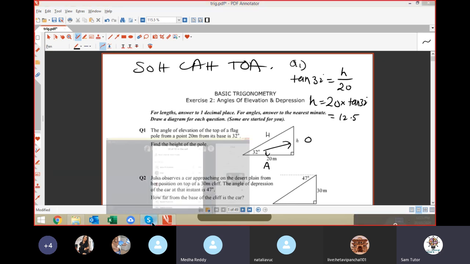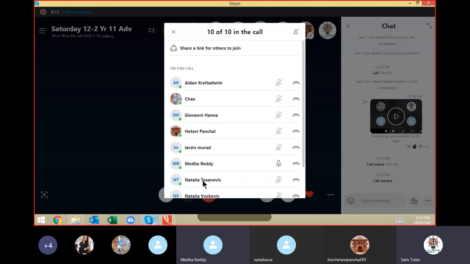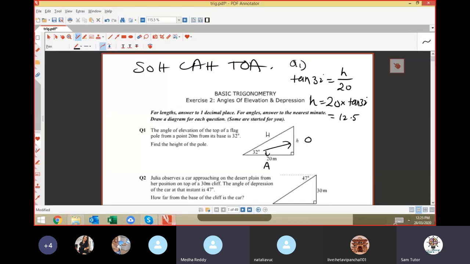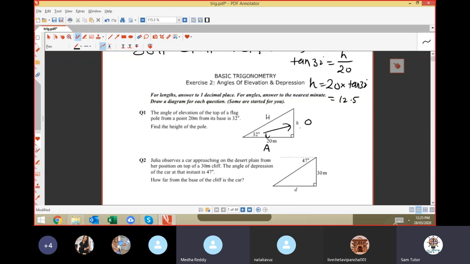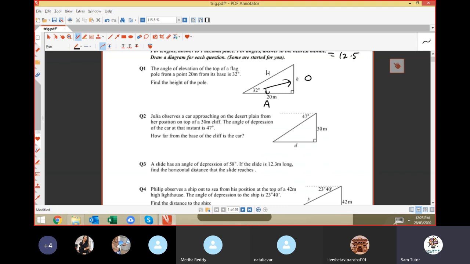All right, next, we'll do the next one. Natalia, let's do the next one together. You ready, Natalia? Okay. So this is 47 degrees. Julia observes a car approaching, a 30-meter cliff. There it is. The angle of depression of the car at that instance is 47. And how far is he from the base of the cliff? The diagram's given to you.